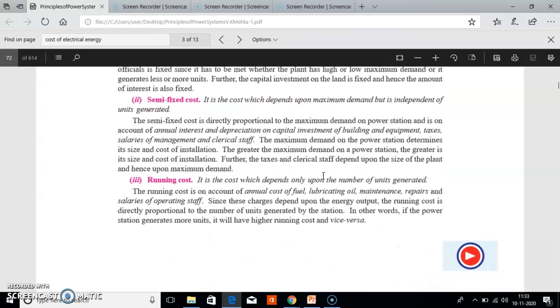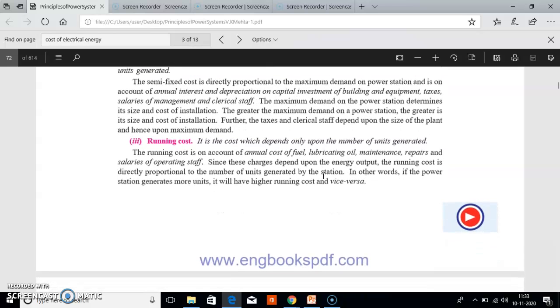The next is running cost or operating cost. The operating cost only depends on the number of units generated. It is independent of maximum demand.